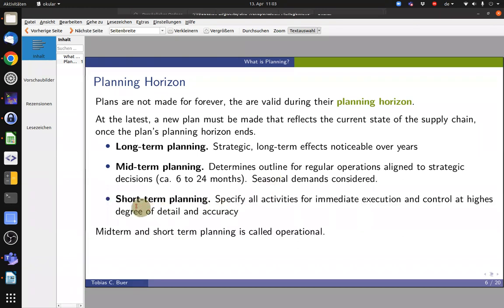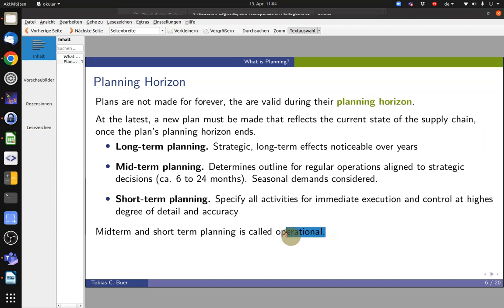And finally, we have the short-term planning. These are all activities that are executed immediately. On the short-term planning level, we take care of most of the details. This is the highest level of detail that we consider in planning. And we want to be very precise.